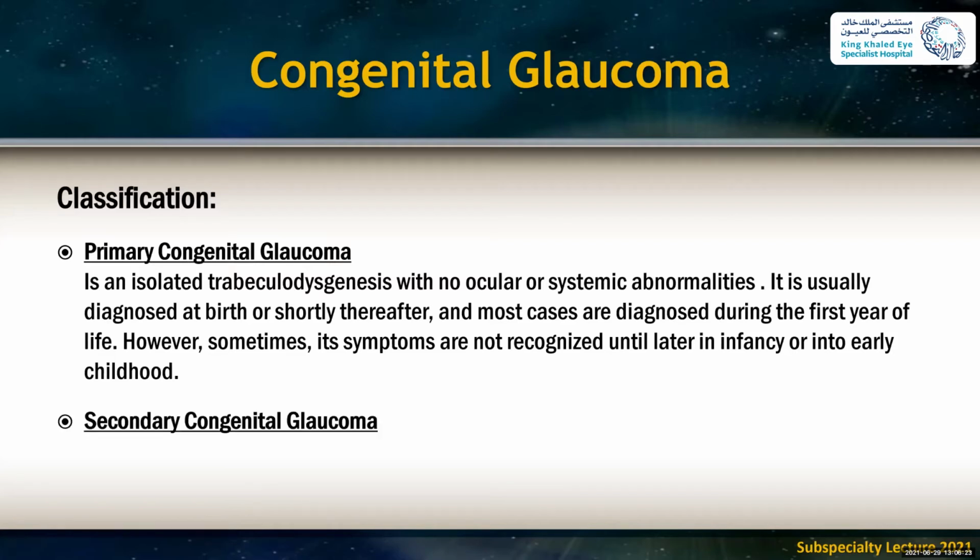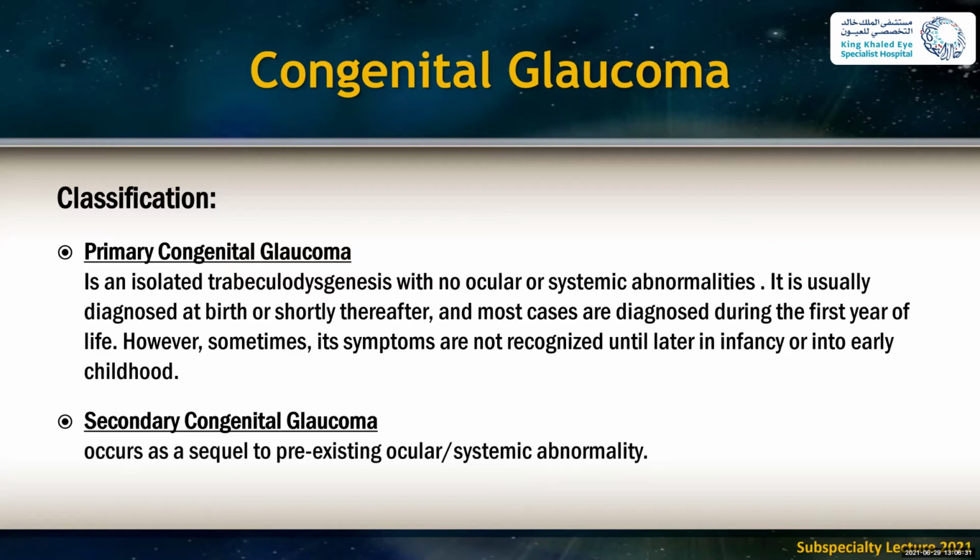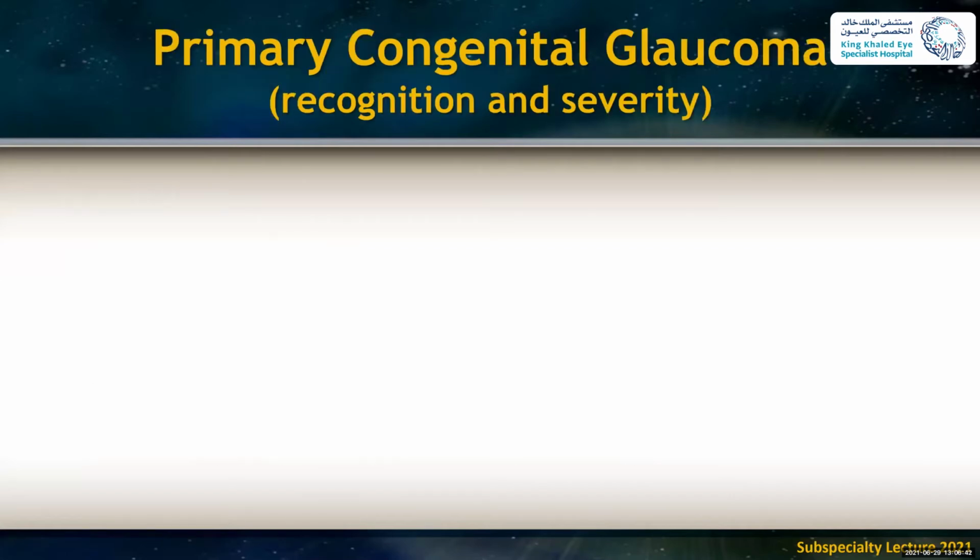Then the second division of congenital glaucoma, based on the classification, is what we call secondary congenital glaucoma, meaning cases that occur in association with ocular or systemic abnormalities. So then again, for further discussion with the family and to know the prognosis of the disease, the primary congenital glaucoma is divided again into 3 categories.